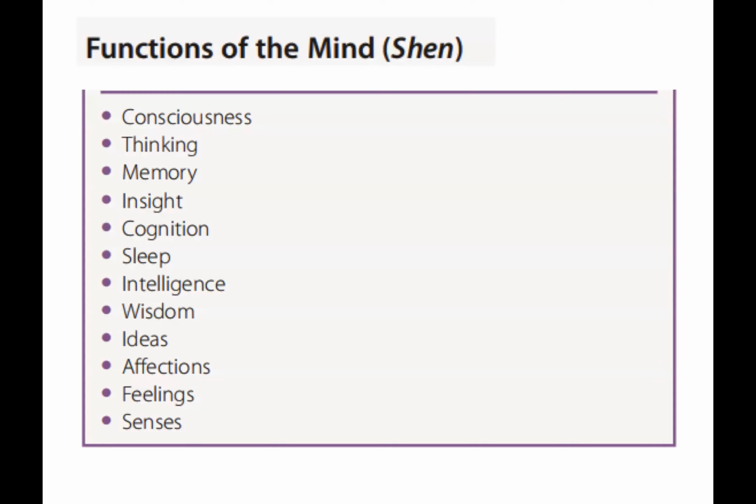So to summarize, we have the functions of the mind, or the Shen: consciousness, thinking, memory, insight, cognition, sleep, intelligence, wisdom, ideas, affections, feelings, and senses. All of this shall be taken up one by one in our future lectures.